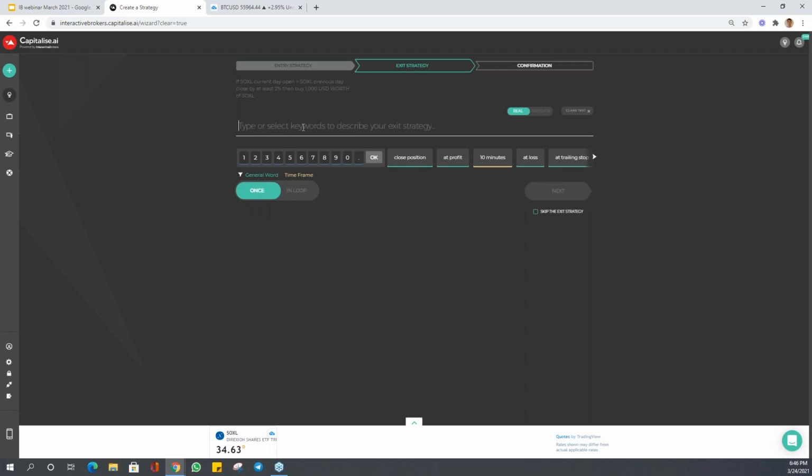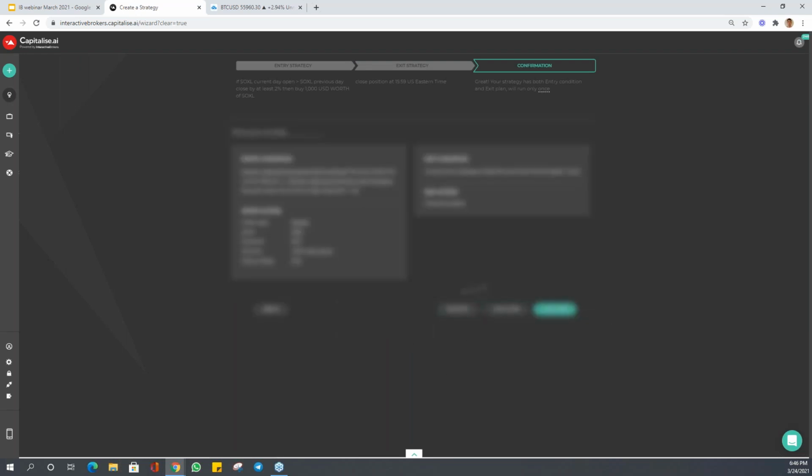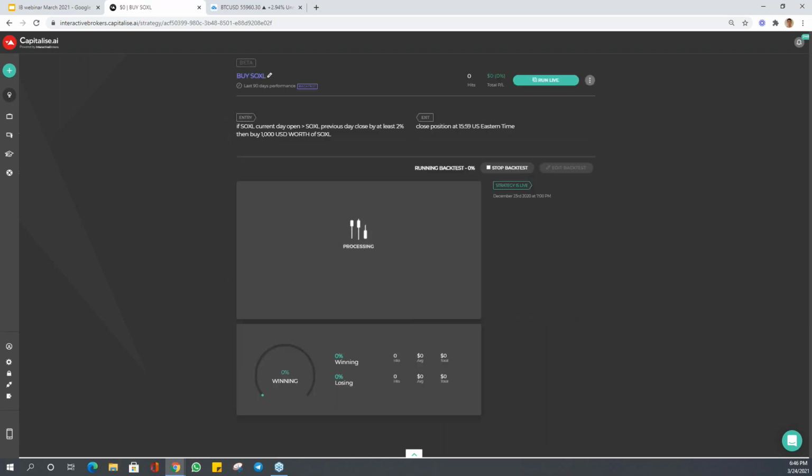We'll click next and let's do this one really simple. Let's say close position at the end of the day. The last time you can close a position with Capitalise is 15:59 US Eastern Time. Okay, and we're going to click next. And we're going to backtest this. While this is backtesting, we're going to want to run it over a group of stocks. Now this is easy.